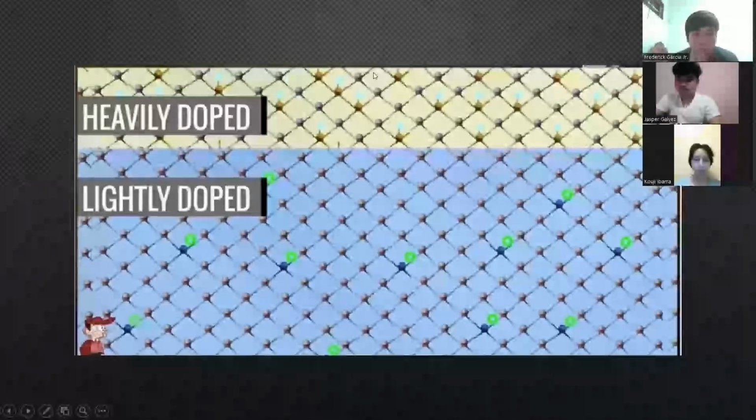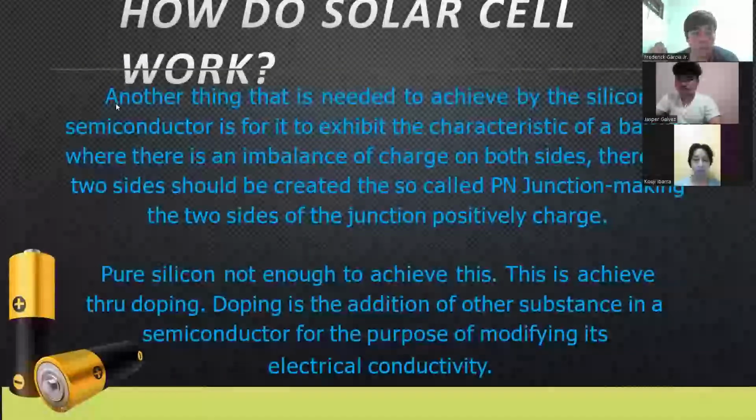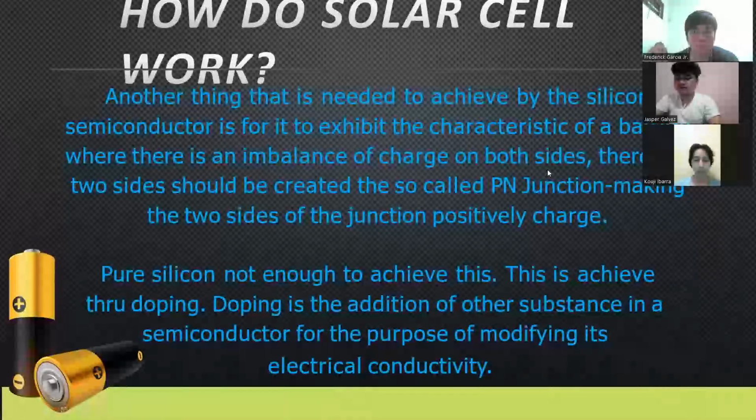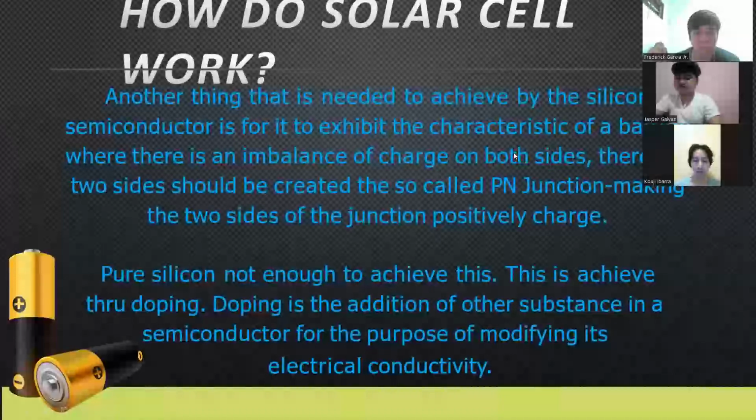Now, how does the solar cell work? Could you guys please read this again? How do solar cells work? Another thing that is needed to be achieved by the silicon semiconductor is for it to exhibit the characteristic of a battery, where there is an imbalance of charge on both sides. Therefore, 2 sides should be created, the so-called PN junction, making the 2 sides of the junction oppositely charged. Pure silicon is not enough to achieve this. This is achieved through doping. Doping is the addition of other substances in a semiconductor for the purpose of modifying its electrical conductivity.